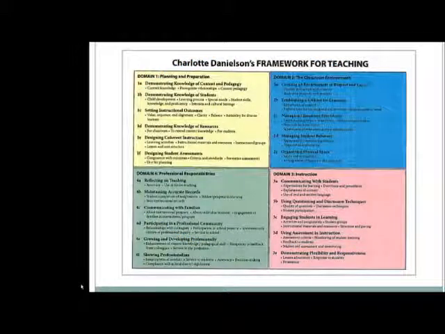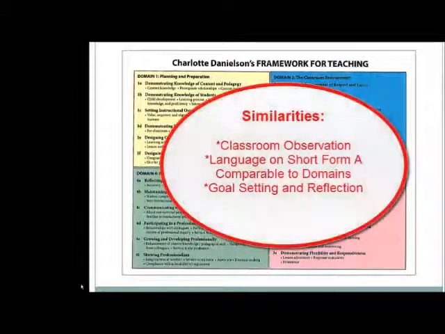Welcome back. Let's see if you hit on some of these similarities. Did you notice that in both models there's classroom observation? Also, you may have noticed that the domains of Charlotte Danielson's framework are similar to what teachers were evaluated on in the Tomah School District before. Preparation and planning, classroom management, instruction, professionalism were part of that form, short form A. Both systems involved goal setting and reflection. Again, whether you created a great plan or a PEP plan, you were setting goals and reflecting on your success.